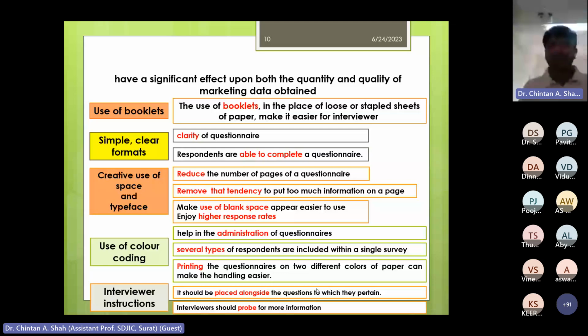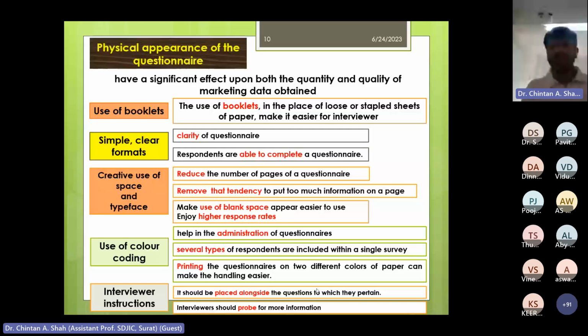Booklet: simple, clear format, clarity of questions, able to complete. Reduce the number of pages of the questionnaire. Remove that tendency of thinking that if there are more pages we can get more information. No, fine. So try to remove that kind of tendency that we have in our mind.